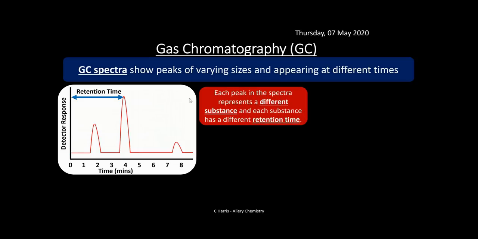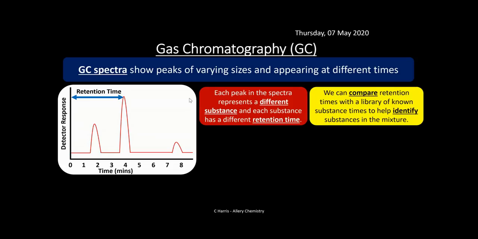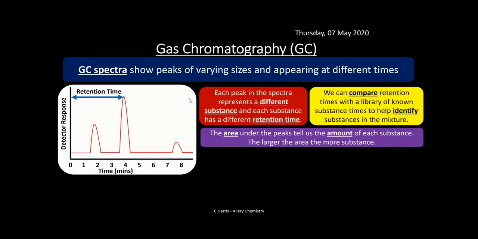So each peak in the spectra represents a different substance, and each substance has a different retention time. So the retention time, as you can see, is just the difference between the top of one peak and zero. And what we can do is compare the retention times with a library of known substance times to identify what is in our mixture. The area under the peak tells us the amount of each substance. So the larger the peak, the larger the area under the peak, the more substance we have. So you can see whatever this substance is here, we've got most of this. We've got a lot of this in our mixture, and we've got not much of this here, very little of this, and this is the second amount. So whatever this is, we can actually measure its abundance as well from the height of the peak. So that's pretty good.